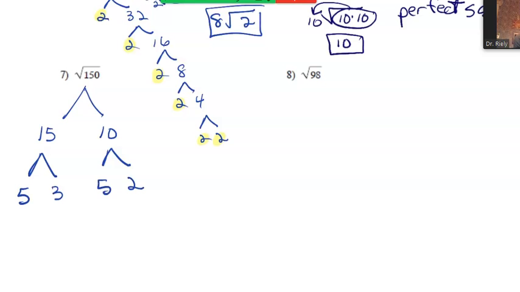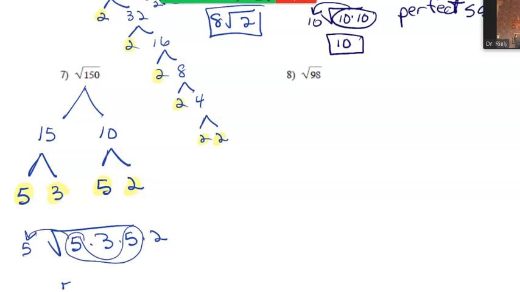Okay, so I'm still down to my prime factors. I have 4 of them. Under the radical, I'm going to put 5 times 3 times 5 times 2. Here's a pair right here. Pairs come out as singles, and you're left with 5 root 6 for the simplification of 150. So 150 was not a perfect square.